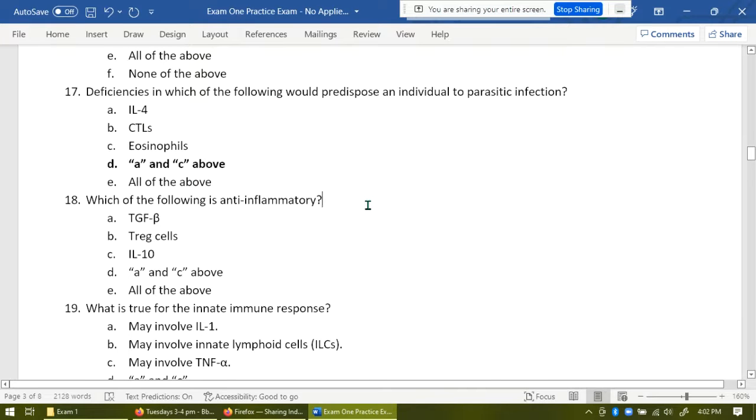Okay. This is what the exams have historically looked like. So hopefully this is helpful to your exam tomorrow.